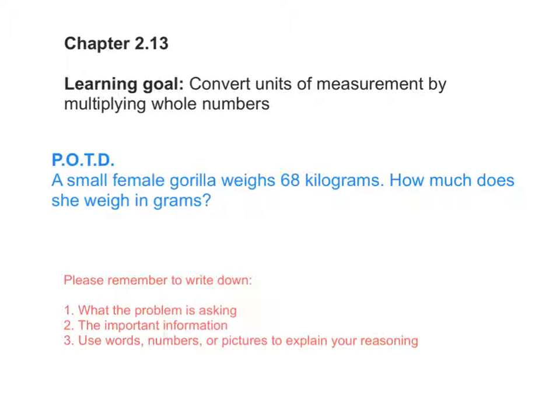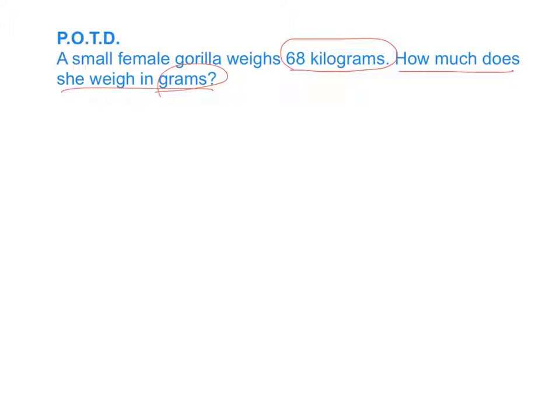Okay, and so our problem of the day gives us an example of that. It says a small female gorilla weighs 68 kilograms. How much does she weigh in grams? So in this problem, we're converting from one type of measurement to another type of measurement. We're changing from one to another. Okay, so what measurement do we have? We have kilograms, and we want to change it, convert it into what? Grams. Okay. Now, are we changing the weight of the gorilla? No, we're just changing the way we're describing or labeling the weight. Okay, it's like how I can say that 1 yard is 3 feet or it's 1 yard, right? It's the same exact thing, same length, but it's a different unit of measurement.